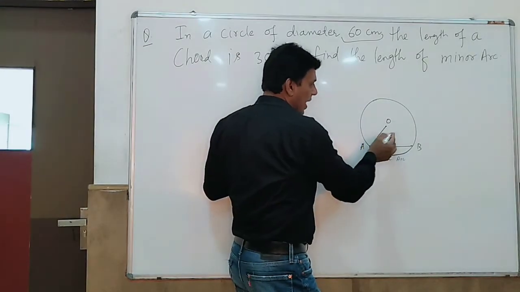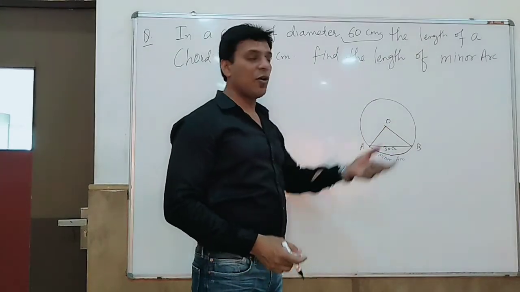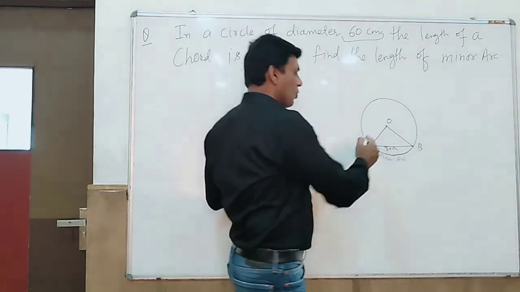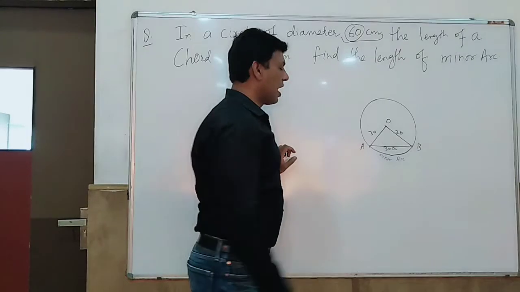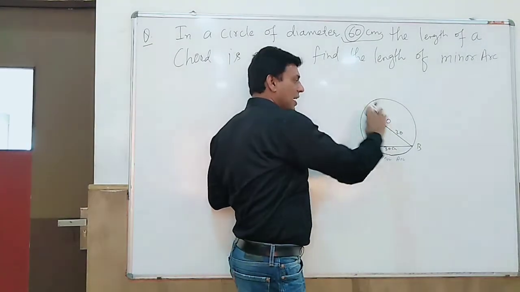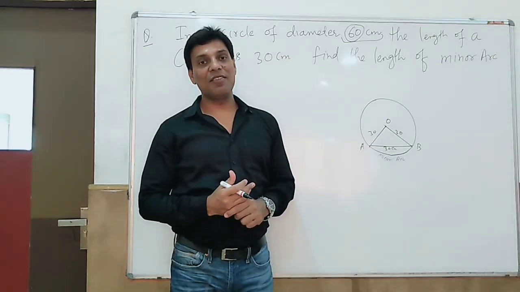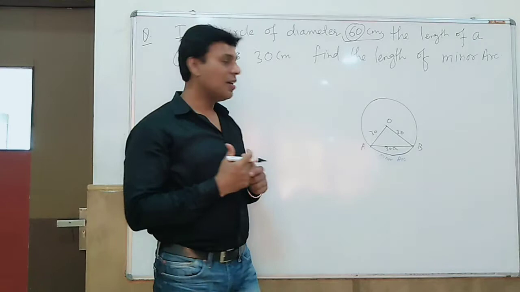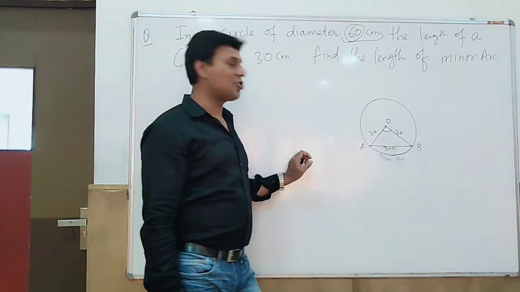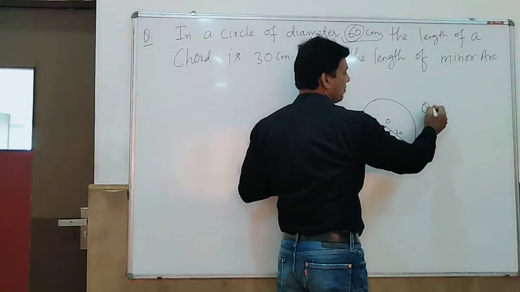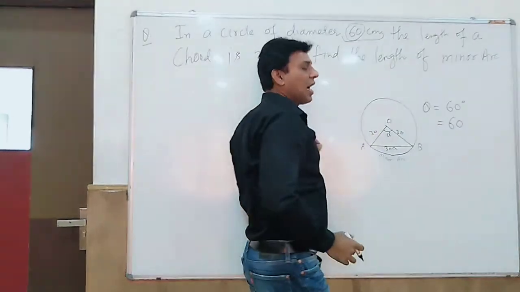If I join OA and OB, then because diameter is 60, OA and OB are radii of the circle. So both will be 30 centimeter. Now 30 centimeter chord, 30 centimeter OA radius, 30 centimeter OB radius. This way we have an equilateral triangle. In an equilateral triangle, every angle is equal and equal to 60 degree. So this theta is equal to 60 degree.